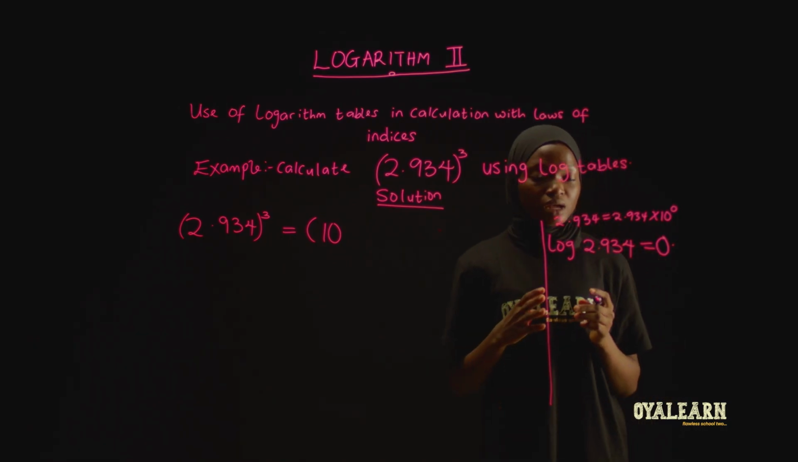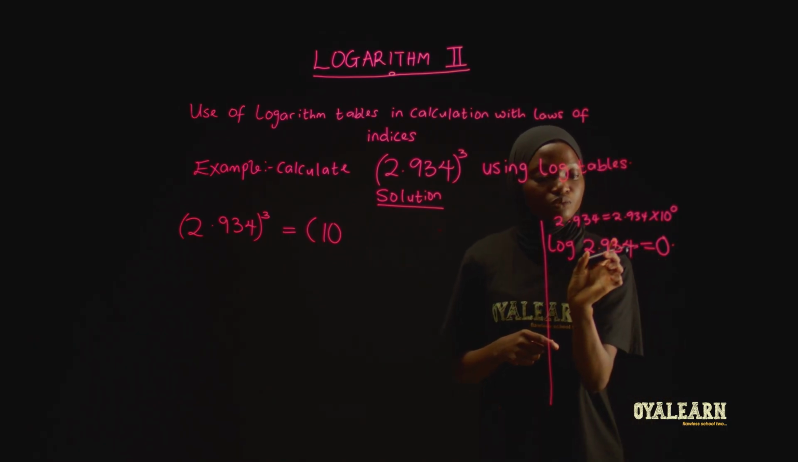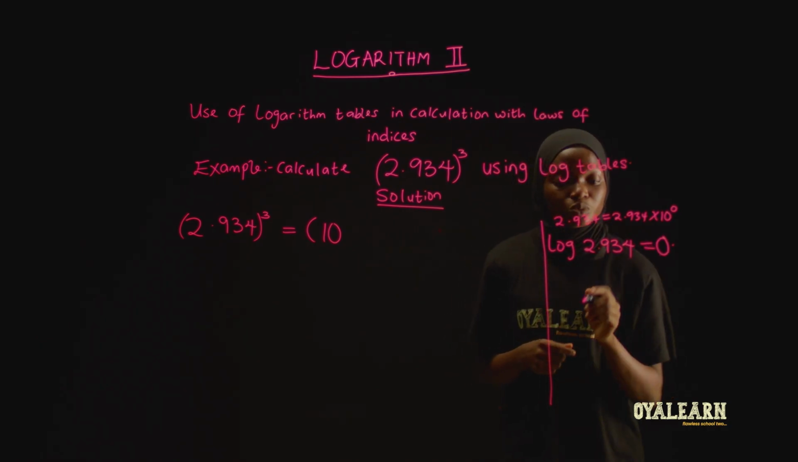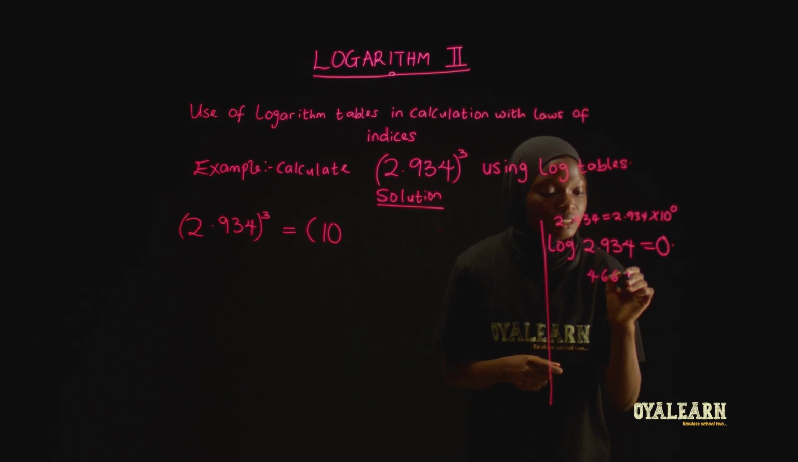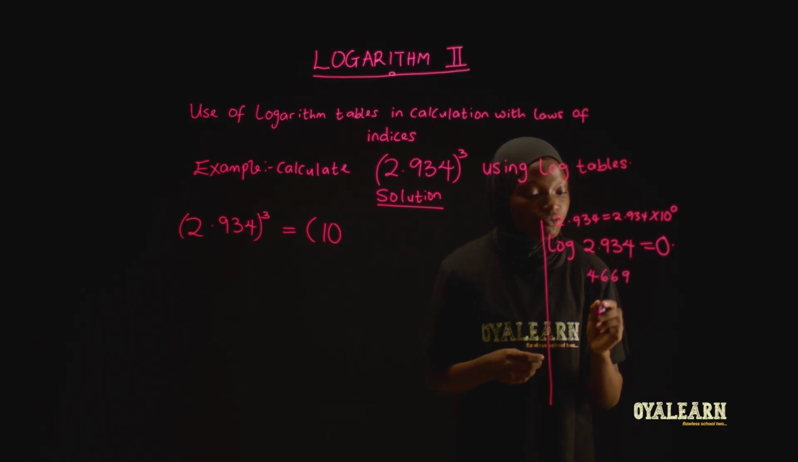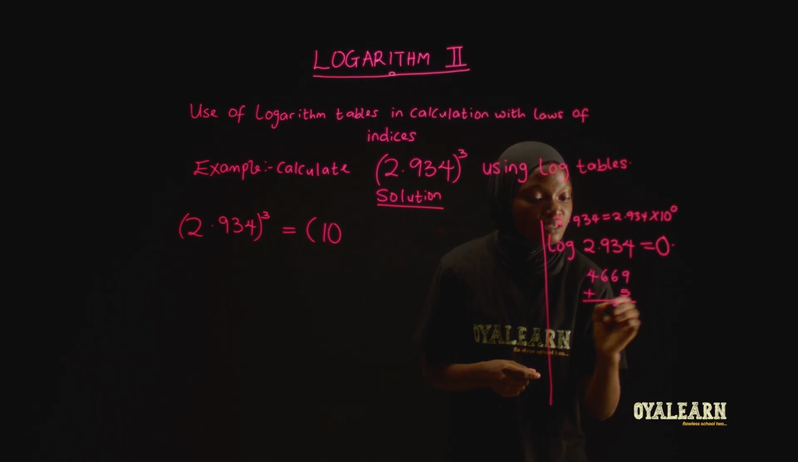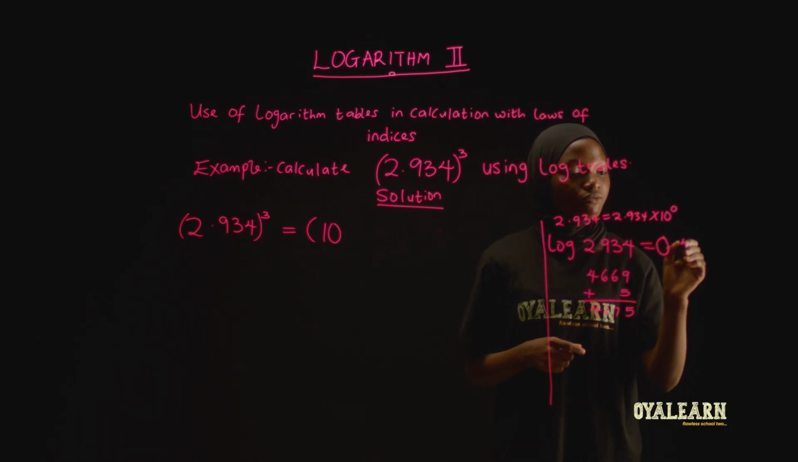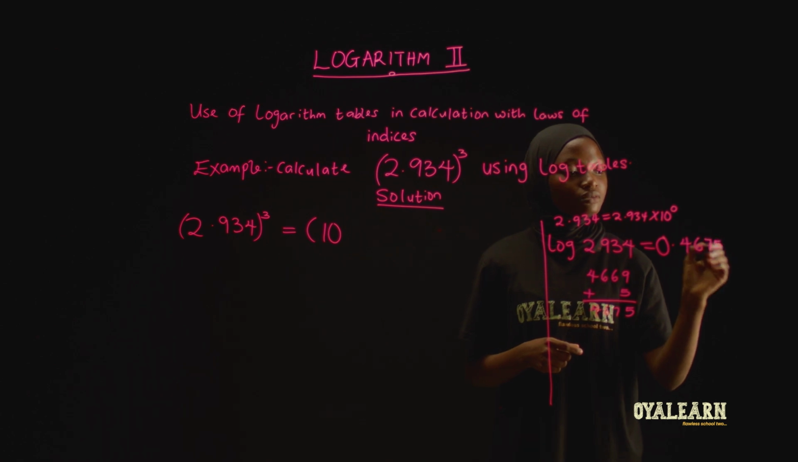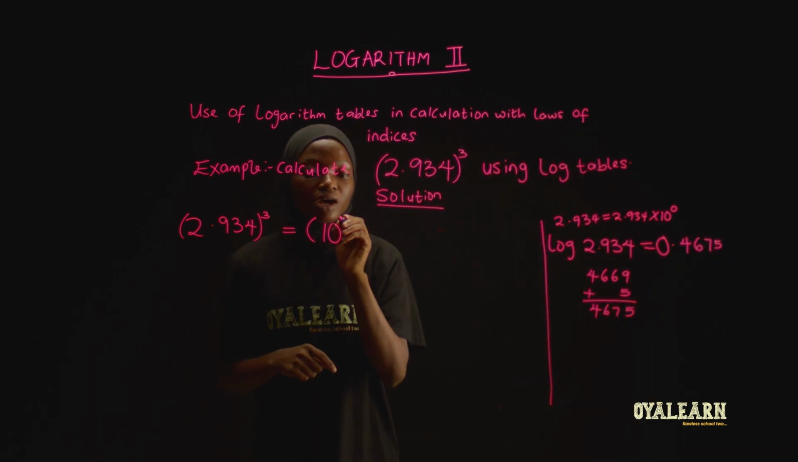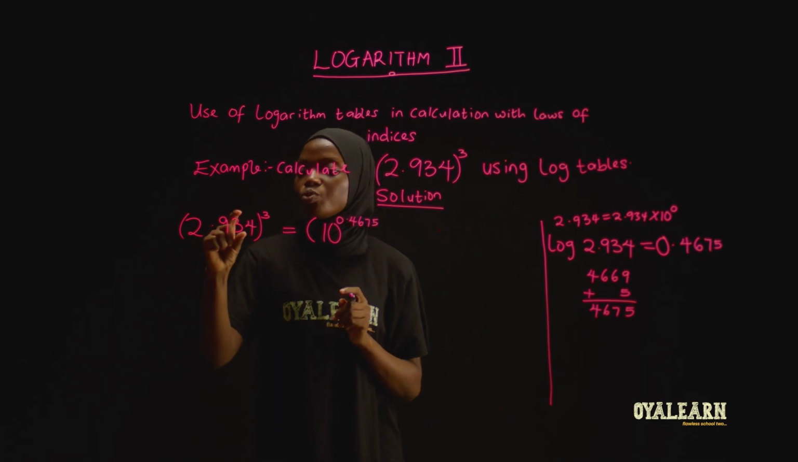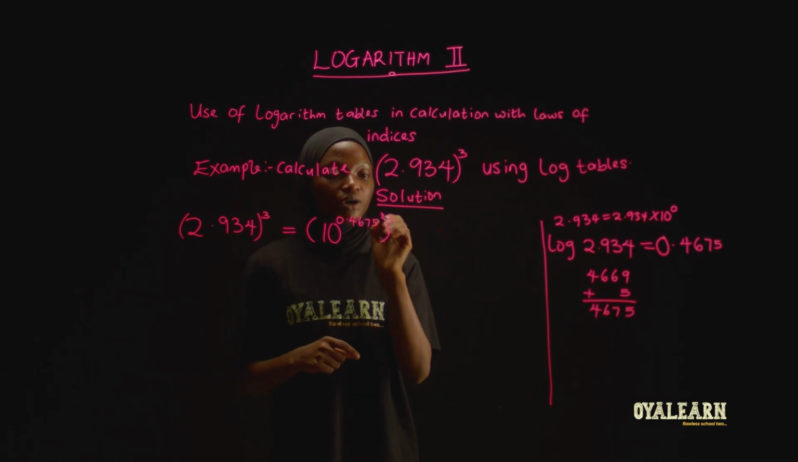Now we use our four-figure table and look for the value of 29 under 3, difference 4. When you check 29 under 3, we have 4669. Difference 4 gives a value of 5, so we add it to 5. This gives us 4675. So that means log of 2.934 would be 0.4675. And that means 10 raised to the power of 0.4675 would give 2.934. Then we have raised to the power of 3.